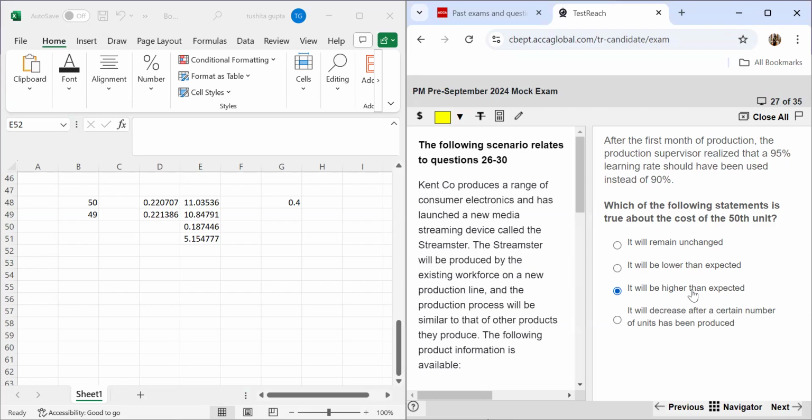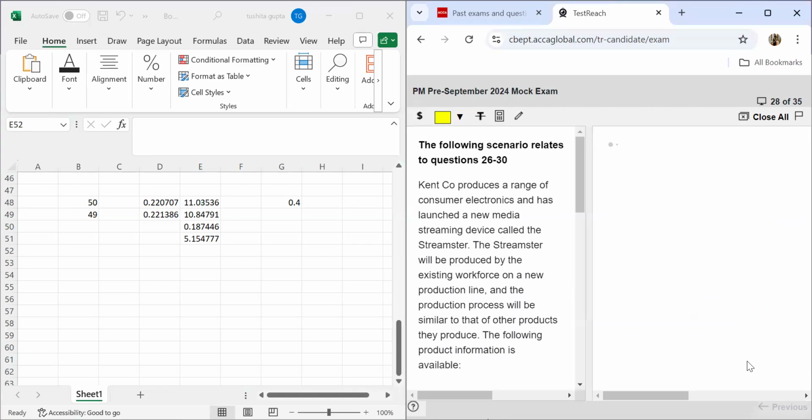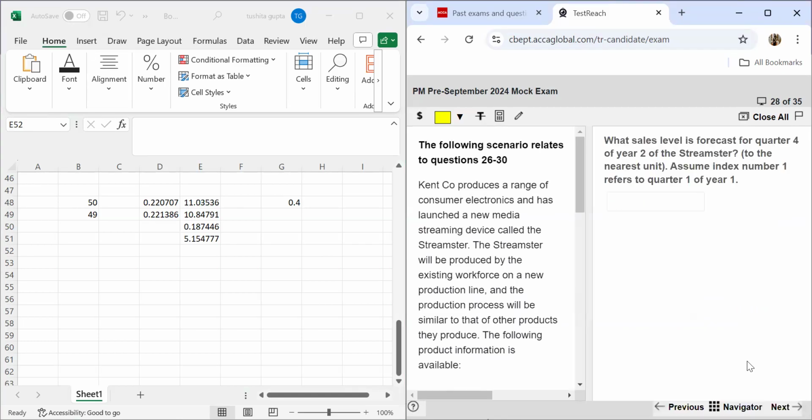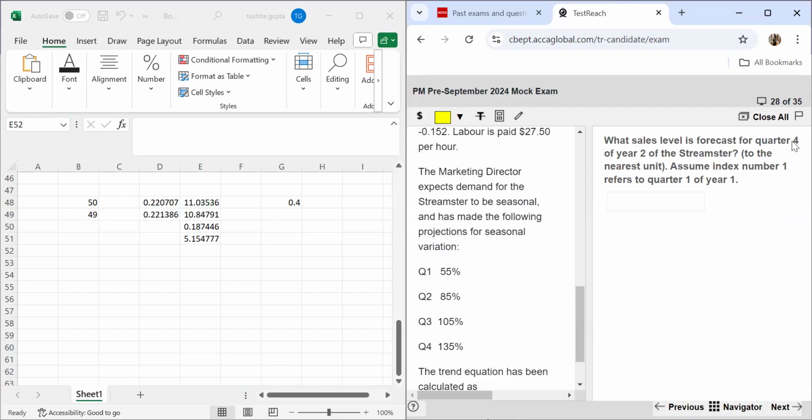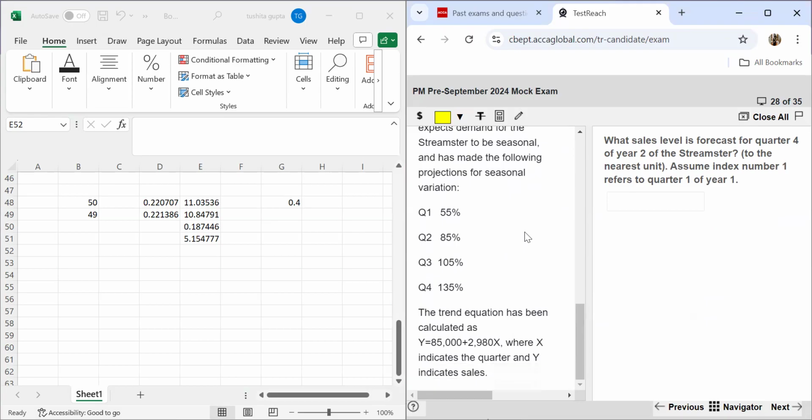So the labor cost is going to be higher than expected. Moving forward, what sales level is forecast for Q4 of year 2 of the Streamster to the nearest unit? Assume index number 1 refers to Q1 of year 1. So they are asking us for year 2 quarter number 4. That means your quarter number is going to become 8 over here, 4 quarters of the first year, and then fourth quarter of the year 2 again is the 8th quarter.